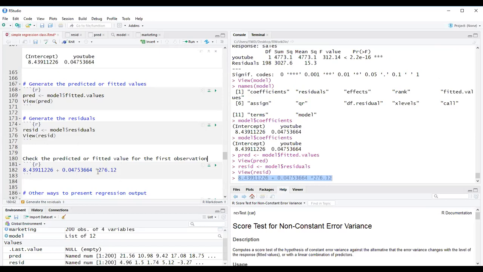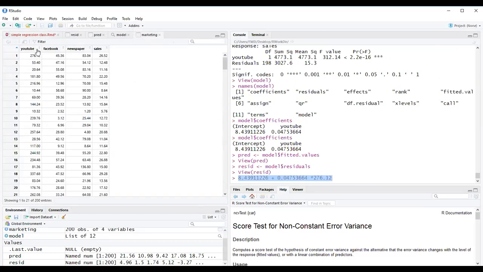Where does this come from, guys? Where YouTube is equal to 276.12. So in our first observation, YouTube is 276.12. Okay. So let's use this 276.12 to predict sales using our regression line.